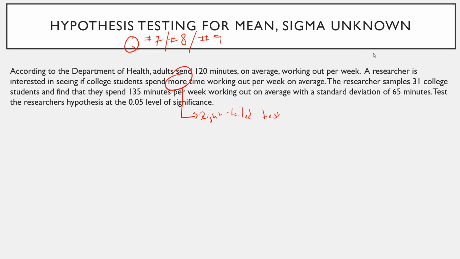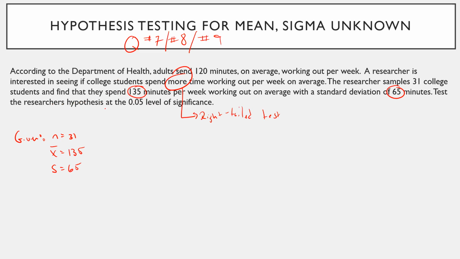All right, so the researcher samples 31 college students. So this is what you're given, just so we're clear. The researcher samples 31 college students and finds that they spend 135 minutes per week on average. So their X bar of those 31 students is 135 with the standard deviation of 65 minutes. So that's S, not sigma, okay?